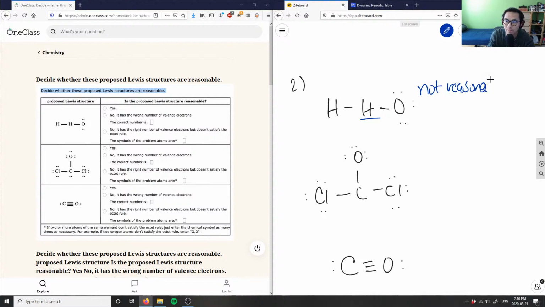Oh, maybe let me do this in red, actually. Because hydrogen is making 2 bonds, so not reasonable. And it says, no, it has the wrong number of valence electrons. No, it has the right number of valence electrons, but doesn't satisfy the octet rule. So again, this hydrogen does not satisfy the octet rule, right? I'm allowed 1 bond on this hydrogen and not 2, right? I have technically 4 valence electrons here, which makes no sense. So it has the wrong number of valence electrons.